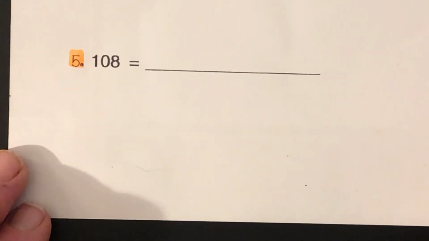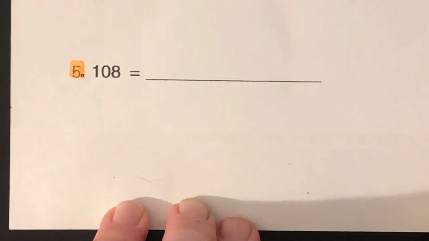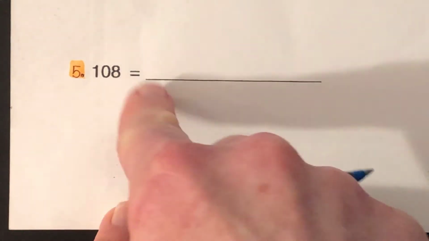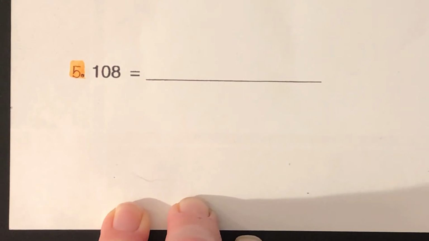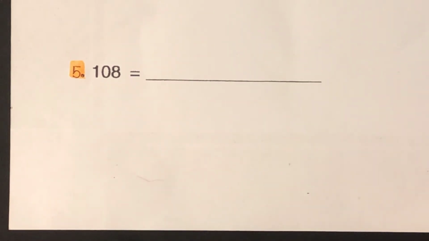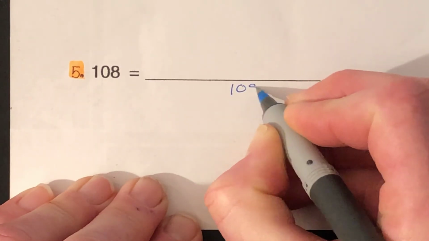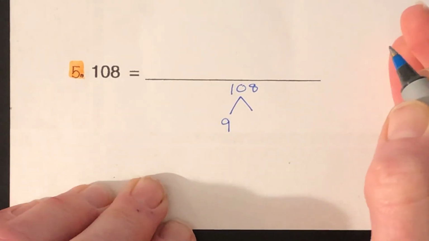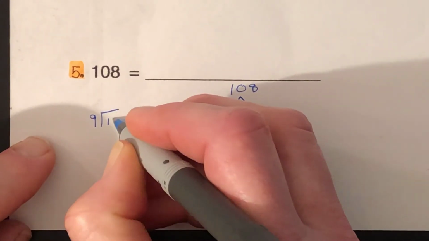Let's go down to 108. I'm going to do the divisibility by 9 rule, because I can look at that and already tell you it's divisible by 9. 1 plus 8 is 9, and 9 is divisible by 9. So that also means 108 is divisible by 9. Therefore, 108, 9, well, what do you know? I'm going to have to divide again. 9 into 108.